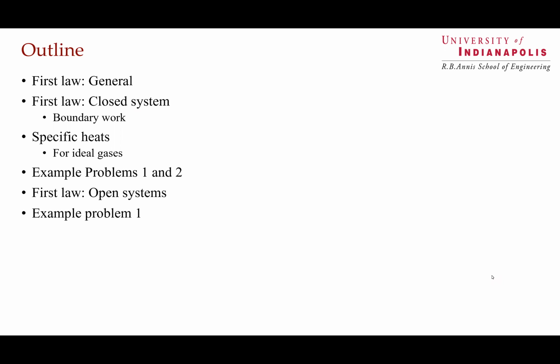First, we're going to talk about the general outline of the first law of thermodynamics, a general equation. Then we're going to derive a specific equation for closed system, and also talk about boundary work. Then we're going to look at what specific heats are, and then we derive some equations that are particularly useful for ideal gases.